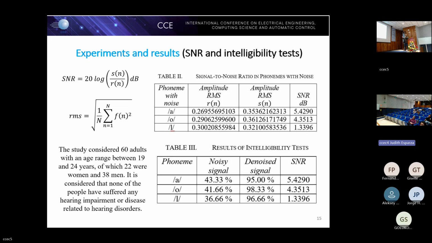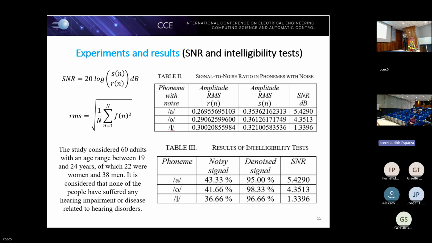I considered only 16 adults with an age range between 19 and 24 years, of which 22 were women and 38 men. It is considered that none of the people have suffered any hearing impairment or any disorders related to hearing. The results are very interesting, because when the noisy signal is presented to the people, the results are very poor. And when the filtered signal is presented to the people, it is very good.